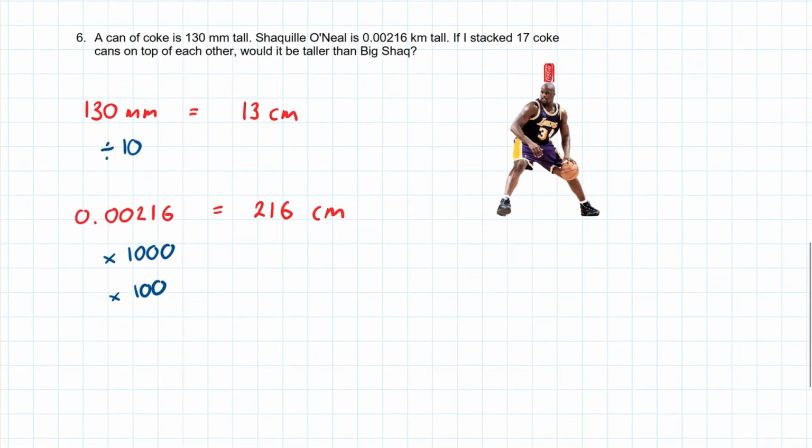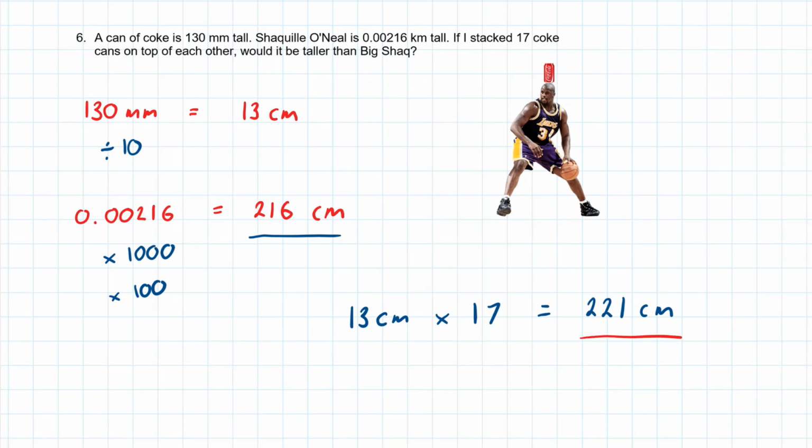So we'll do 13 centimeters. We're stacking 17 of them, so we'll do times by 17. Alright, let's grab our calculators and see what we get. We get an answer of 221 centimeters, which means that if we compare this with 216, we are bigger. So there you go, an age-old question answered. If you stacked 17 Coke cans on top of each other, it would be taller than Shaquille O'Neal.